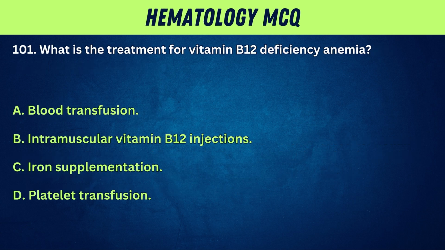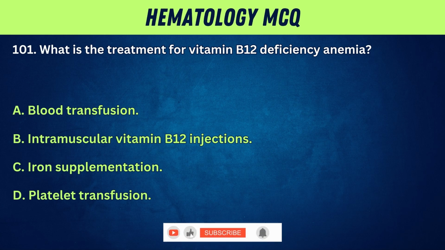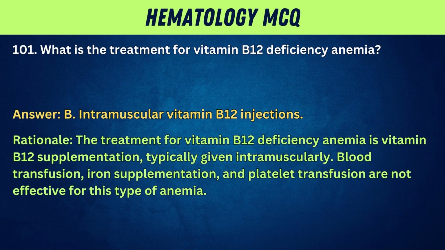101. What is the treatment for vitamin B12 deficiency anemia? A. Blood transfusion. B. Intramuscular vitamin B12 injections. C. Iron supplementation. D. Platelet transfusion. Answer: B. Intramuscular vitamin B12 injections.